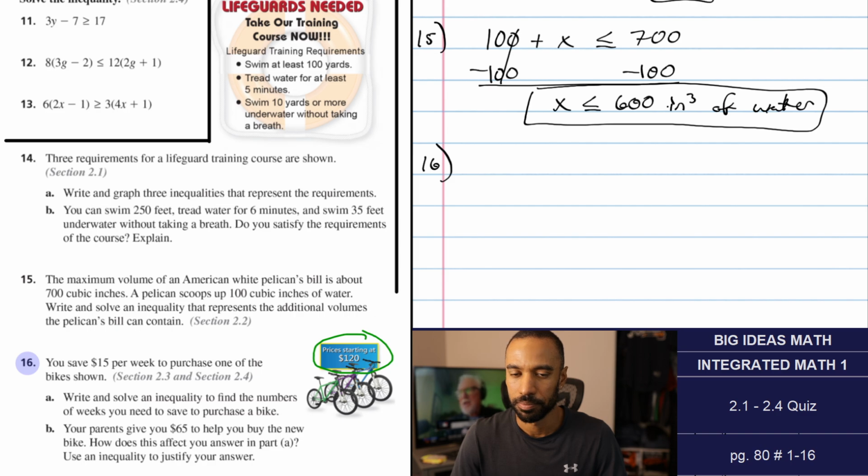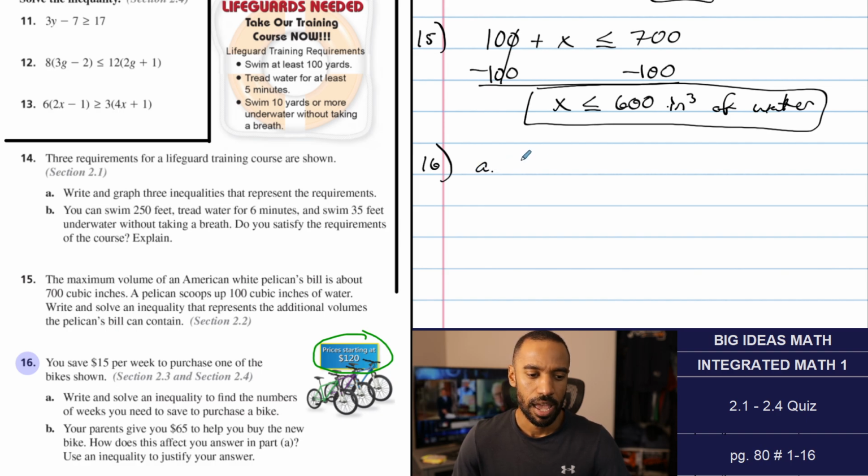Number 16, write and solve. You save $15 per week to purchase one of the bikes shown. You save $15 per week. Now, prices start at $120. They said write and solve an inequality to find the number of weeks you need to save to purchase a bike. I'll make W be the number of weeks.